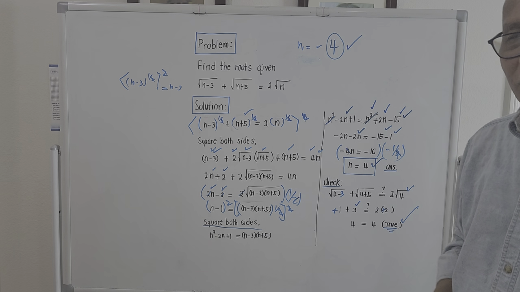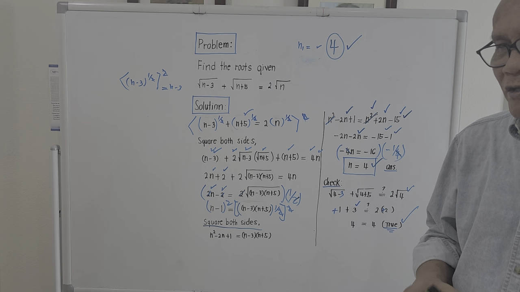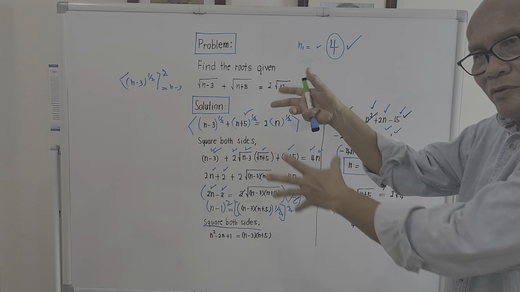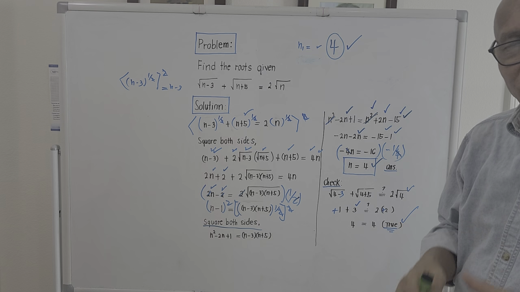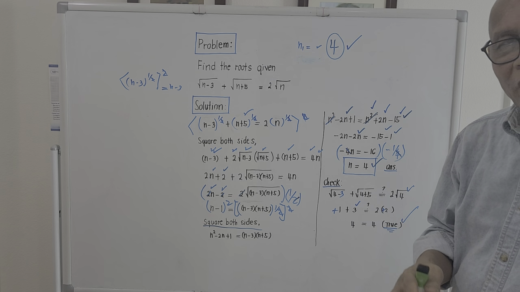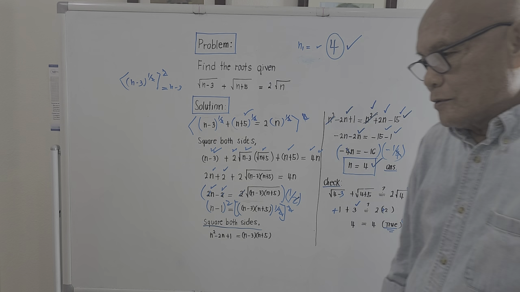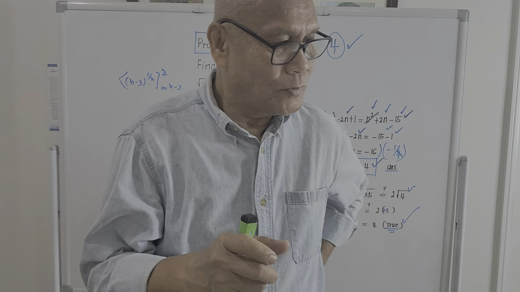So for those of you who are planning to take up engineering, or planning to take up the SAT or CAT exam or the board exams, this could come out on the board exams. It's not so hard, but if you don't know how to simplify a radical equation, you will not get the answer.